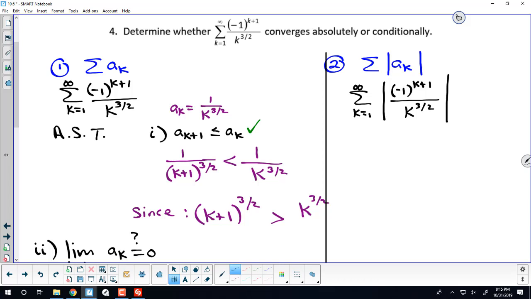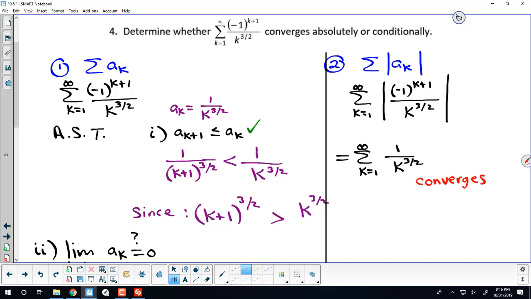So when we take the absolute value of an alternating series, it just doesn't alternate anymore. And what do we know about the series 1 over k to the 3/2? Yeah, it converges. How do we know? Prior part. We just did that.